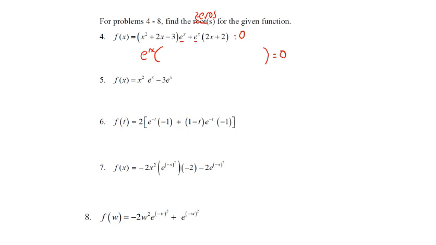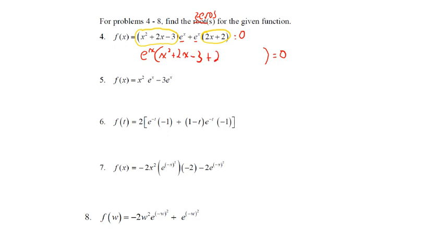One minus t. Good, 1 minus t. All right, now let's combine like terms. Negative e to the negative t times 2 minus t equals 0. This can't equal 0.